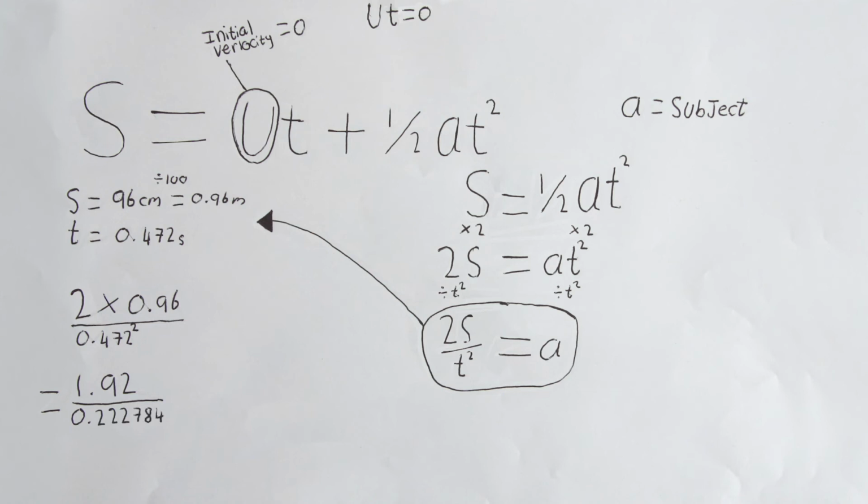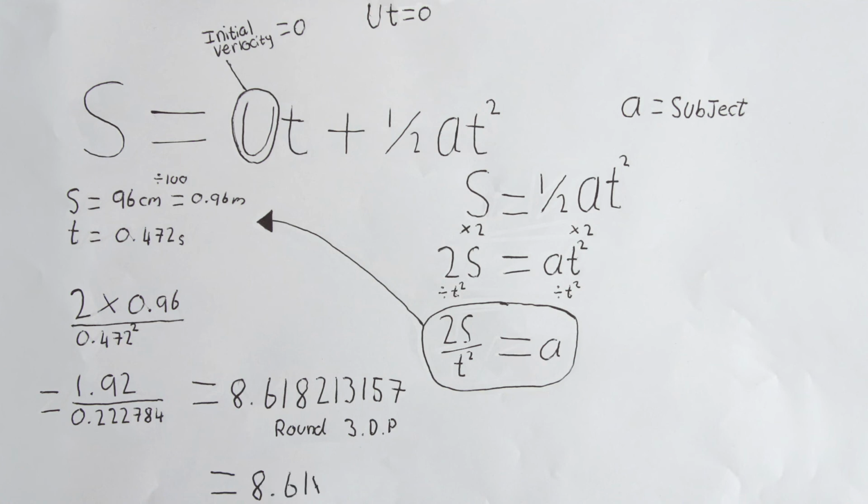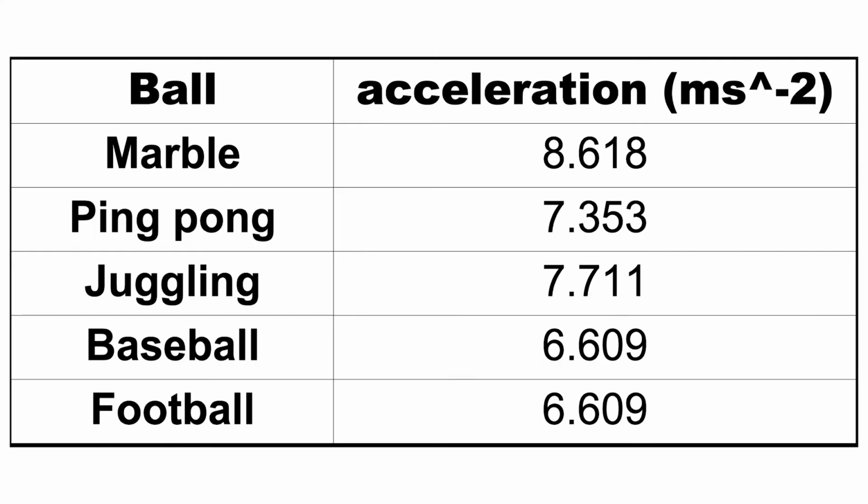0.222784. This equals 8.618213157. We're going to round this to 3 decimal places, so we can just say that the acceleration of the marble was equal to 8.618 meters per second to the power of -2. We followed this method for all the other balls, and here are the results.